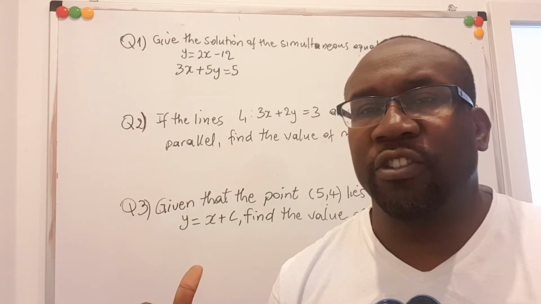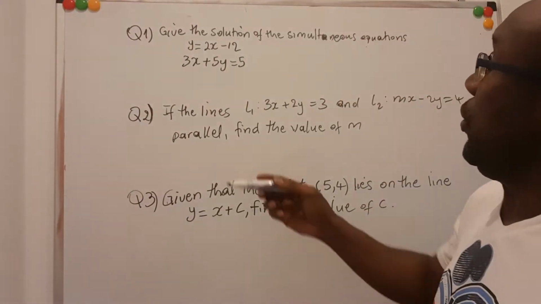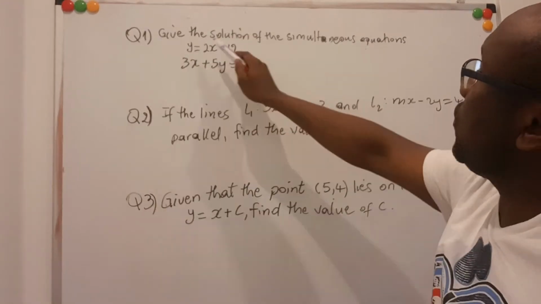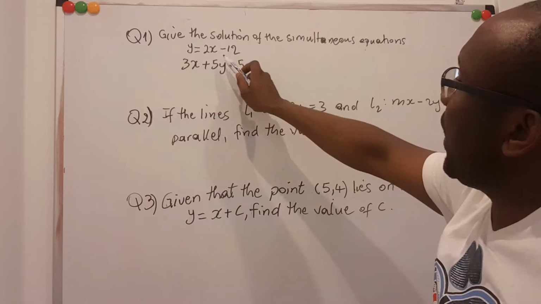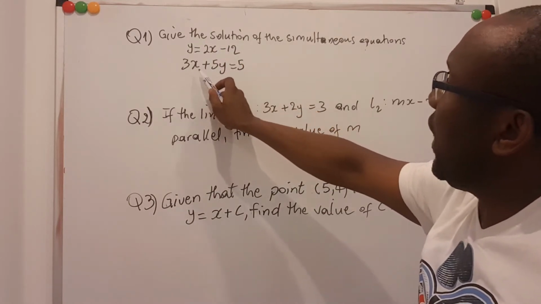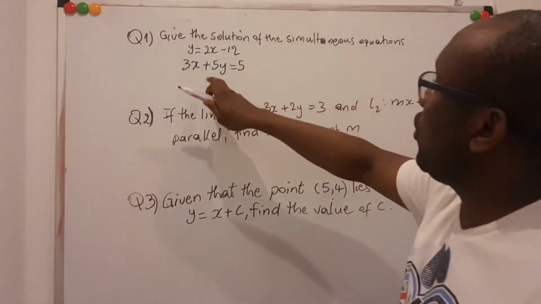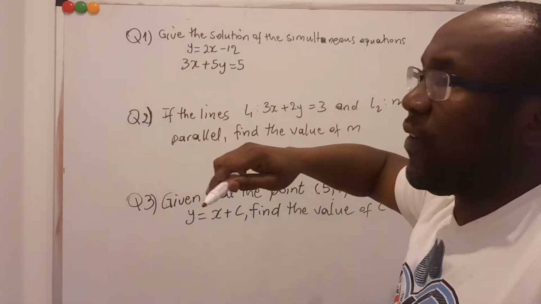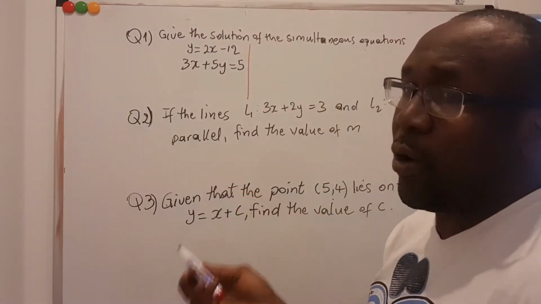Today we'll look at 3 ordinary level questions about lines. Given the simultaneous equations y equal to 2x minus 12 and 3x plus 5y is equal to 5, we have to look for the solution, which means looking for the value of x and the value of y. Of course, solving simultaneous equations, there are several ways of doing that.